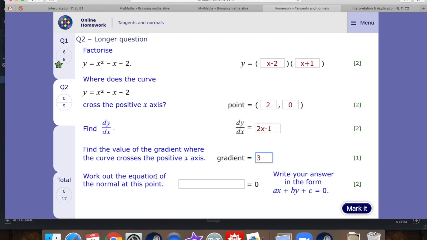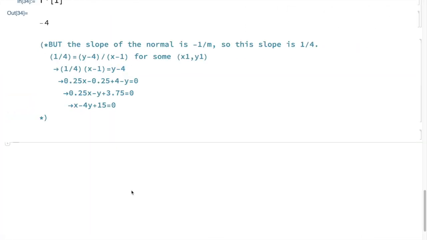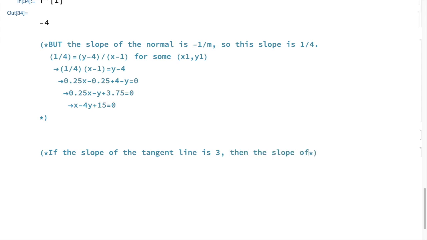All right. Work out the equation of the normal at this point. Okay. That doesn't seem very hard. Let's get back to Mathematica here. So if the slope of the tangent line is 3, then the slope of the normal line is negative 1 over 3. Okay? So I'm just going to use point gradient form again here. Let me just get that out of the way.